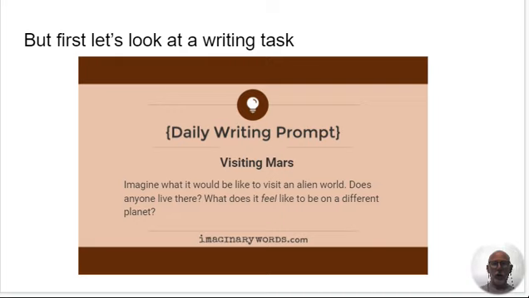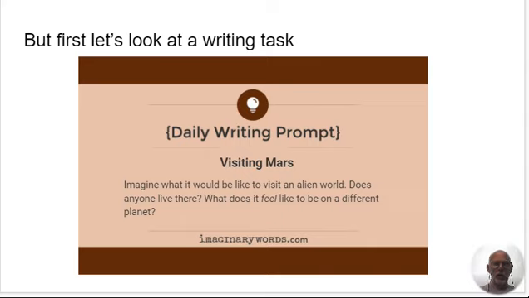But first, let's look at a writing task. Visiting Mars. Imagine what it would be like to visit an alien world. Does anyone live there? What does it feel like to be on a different planet? So now we have our prompt. So what we're going to do, we're going to apply our acronym RAFTS to this writing prompt.